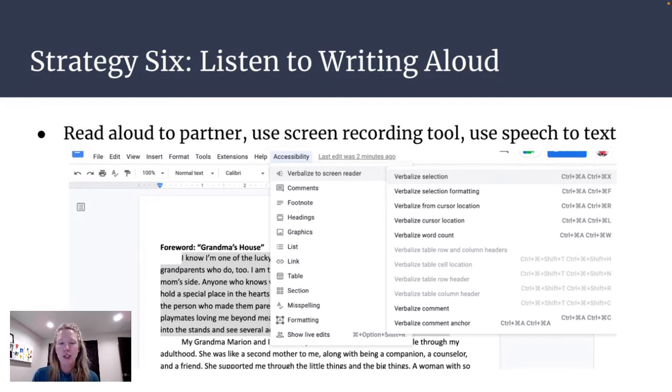Another option would be to use speech-to-text options in Google Docs, where you can have the Google Doc actually read it to you.